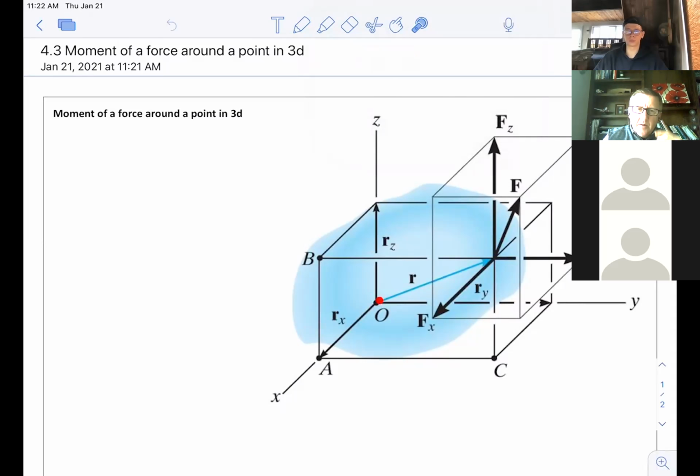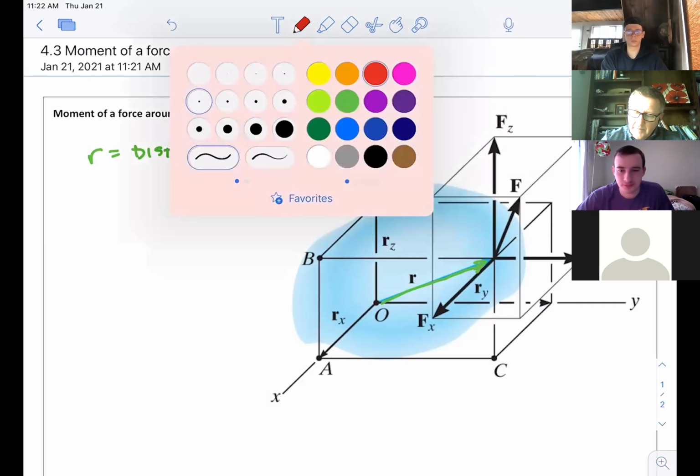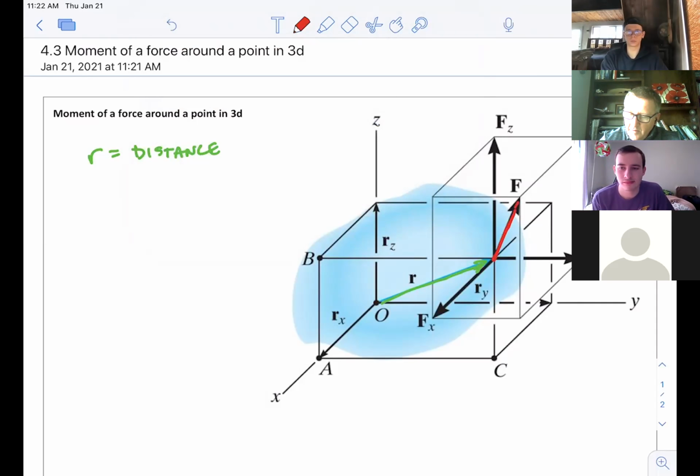So here's the point around which I'm interested in rotating. And this R here for radius is how far away is the force that's actually causing the rotation. So I just want to highlight a couple of things. There's the R. R is the distance, and I think in 3D maybe it makes sense to call it R instead of D because it's kind of like a radius. And then here's the actual force itself. That's capital F. That's the force itself.